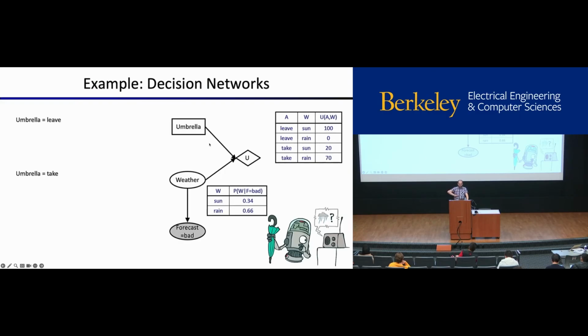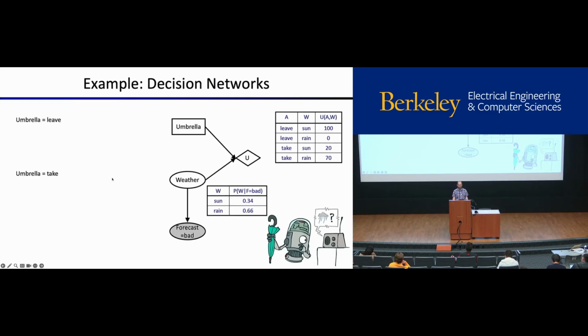Now let's go back to the slightly bigger but still small decision network where we didn't observe the weather before, but now we get to observe something, which is a weather forecast. And let's say that once we've observed that the forecast is bad, these are our new posterior probabilities over the weather. So this is the probability of the weather given that the forecast is bad. Now it's only a 34% chance of sunny and a 66% chance of rainy.